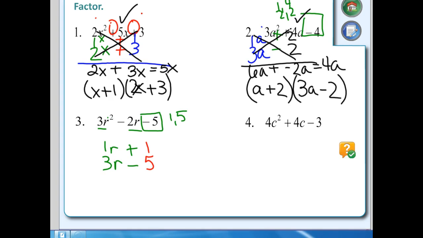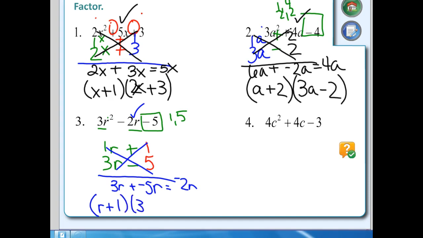Okay, so now let's X factor. We got to check the middle. So that's going to give me 1 times negative 5 is negative 5r. 1 times 3r is 3r. When I add those together, we get negative 2r. Did you notice my middle checked? And so our answer here, our two binomials would be 1r plus 1 and 3r minus 5. Nicely done. Let's look at number 4.